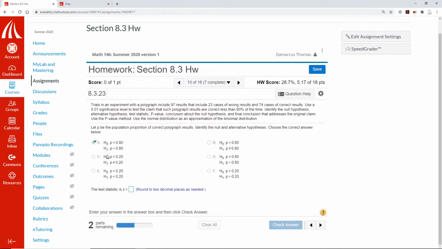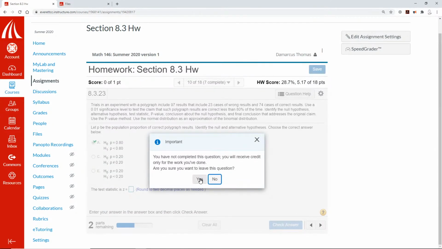Okay? So you'll enter in that 23 for the x value, 97 for the n value. You'll get your test statistic. And you will also get the p-value, which would be super small. Let's keep going.